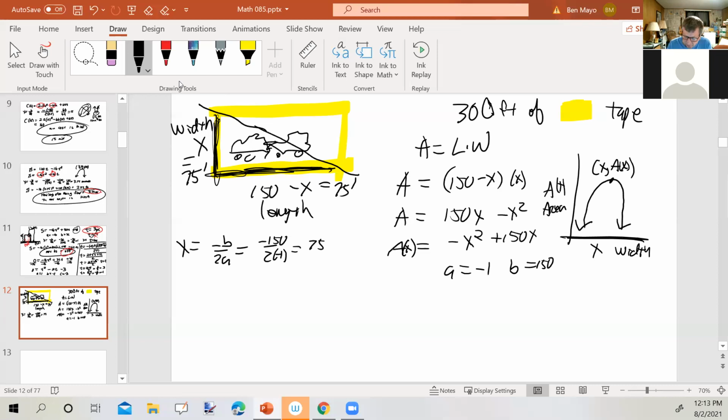So our rectangle is not only a rectangle, it's also a square because the length and the width are equal. So what dimensions would produce the maximum area? 75 feet by 75 feet. I should go ahead and use the word by there so we don't have so many X's floating around. Okay. So those are the dimensions.